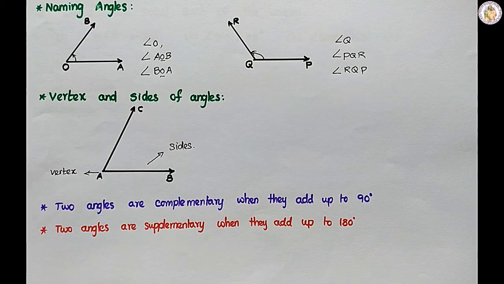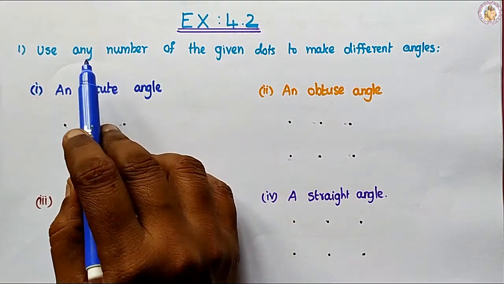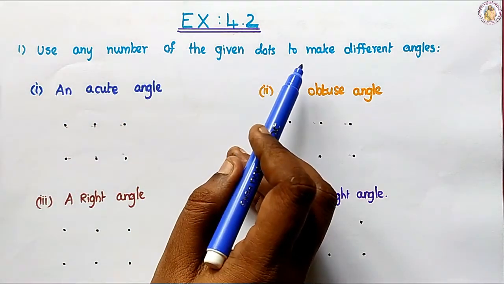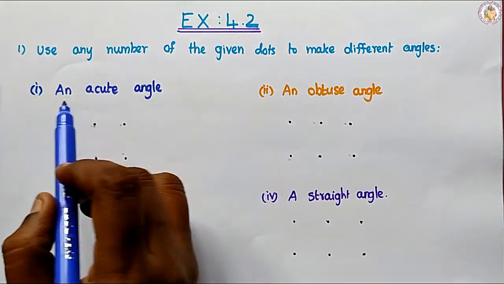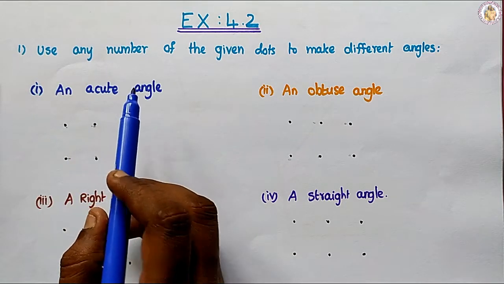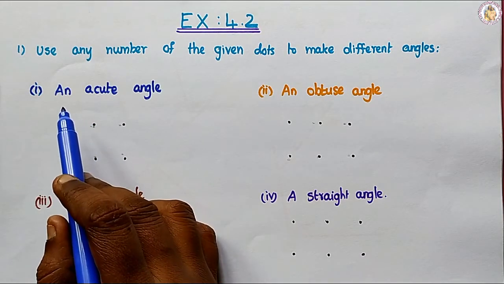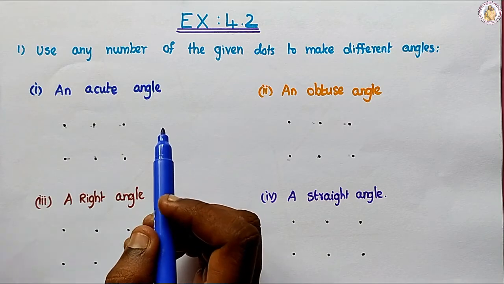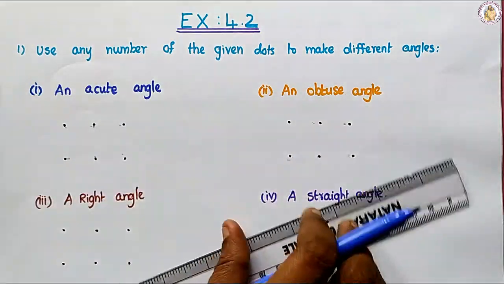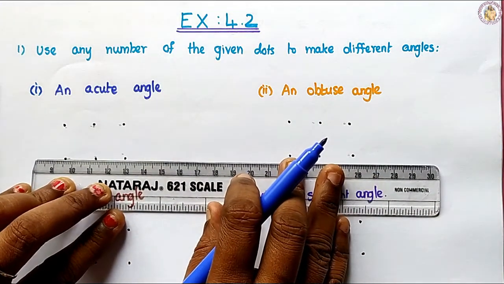Now let us get into the exercise. Here exercise 4.2, first question. Use any number of the given dots to make different angles. Listen, they have given the dots. From that we form an angle. What they have given? An acute angle. Listen, acute angle. Acute angle means below 90.